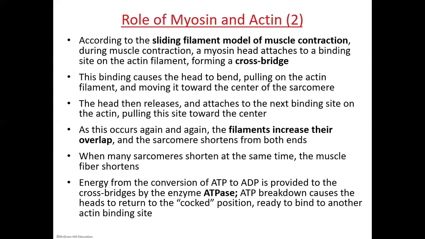This is one reason why skeletal muscle cells have so many mitochondria, because they need to make a lot of ATP. And you can't just store up ATP continually. It will break down after a little while. So it's constantly having to be remade.